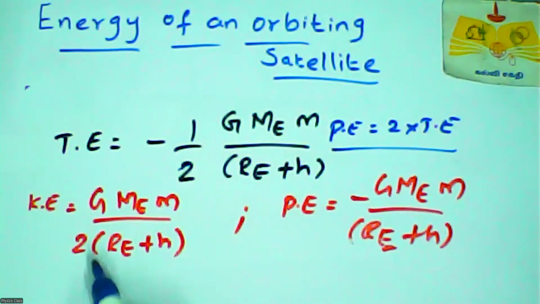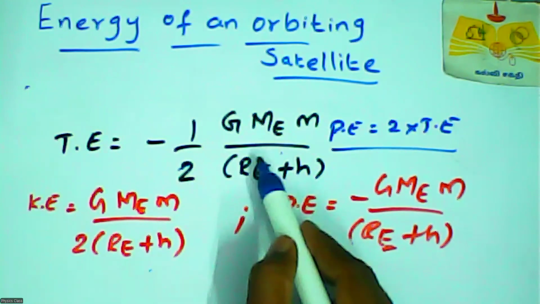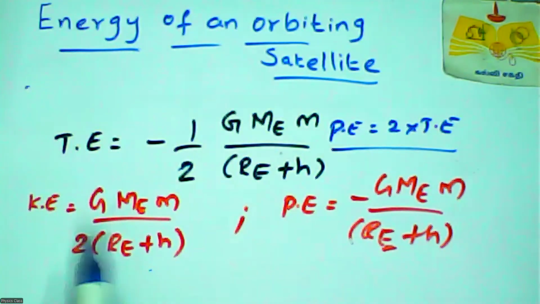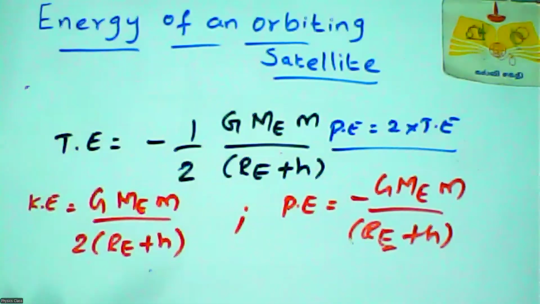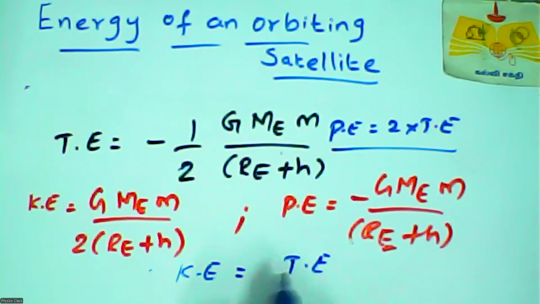Okay. Next one. Kinetic energy and total energy are equal in magnitude. G M E m by 2 (R E plus h), but equal in magnitude, not in sign, because this is a positive quantity and this is a negative. So kinetic energy is equal to the total energy in magnitude, but minus of the total energy. Clear? So these are the three important notes related to kinetic energy, potential energy, and total energy.